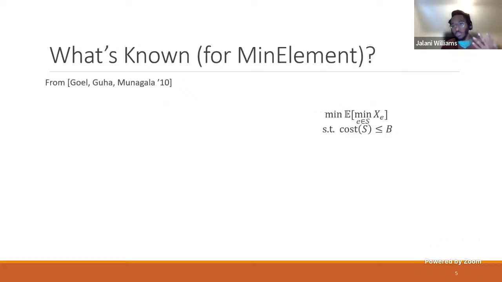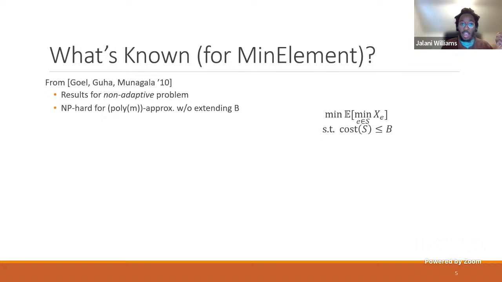Well, everything we know is from one paper from Guha and Munagala in 2010 called How to Probe for an Extreme Value. In that paper, they give results for the non-adaptive problem, and they show that it's actually NP hard to approximate the objective value within a poly-n factor without sort of softening our budget constraint. And so we really need to be able to go over budget in order to approximate this well.